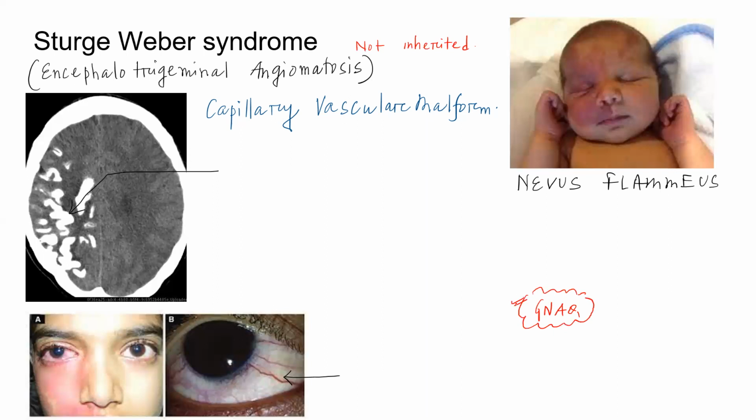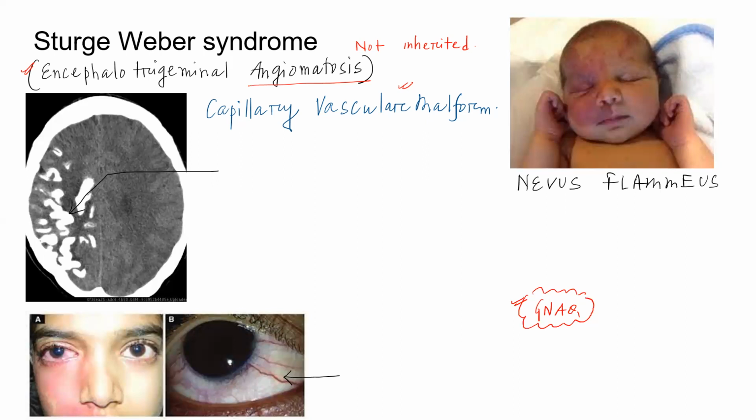It is otherwise known as encephalotrigeminal angiomatosis. So angiomatosis means there will be capillary vascular malformation, and this capillary vascular malformation will be seen in the trigeminal distribution and inside the brain. That's why it is otherwise known as encephalotrigeminal angiomatosis.